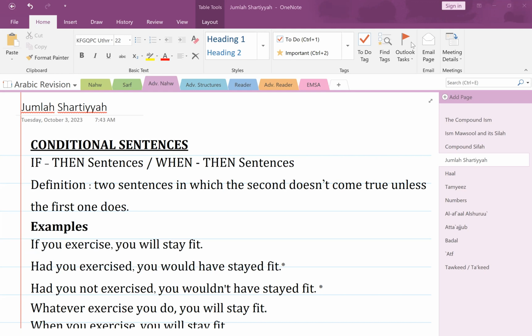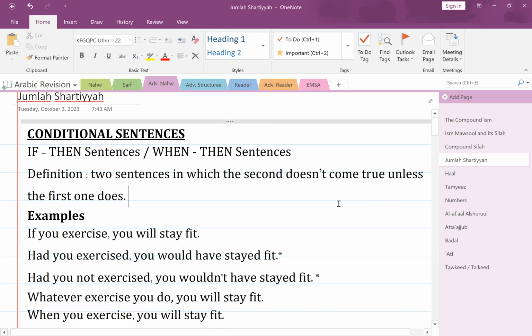Okay. So when we're talking about conditional sentences, we're talking about two sentences in which the second part doesn't come true unless the first part does. So it's a very basic understanding of what a Jumlah SharTiyah is. We understand what a conditional sentence is. I'm just introducing this topic, even though you're familiar with it, as a kind of revision.